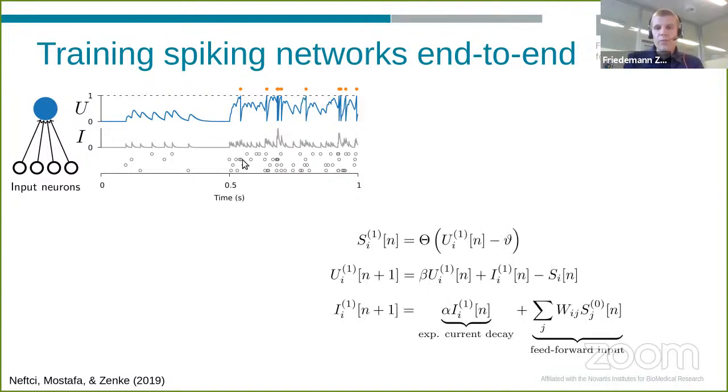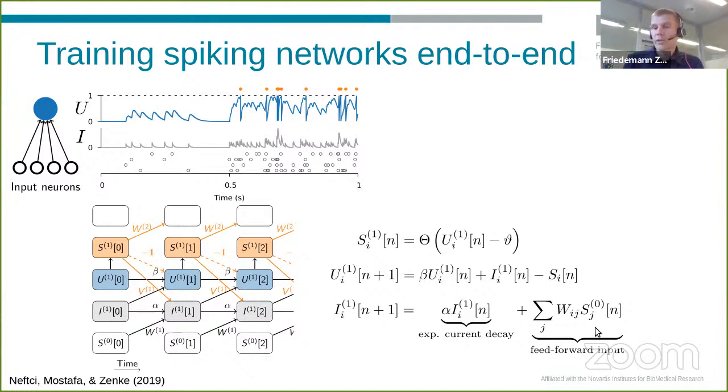If you've seen this before, these are the bare-bones, very simplistic equations that you would usually simulate with a forward Euler integration scheme in discrete time. You have this current variable I, which in time step n plus one depends on its own previous time step, decayed by some constant factor alpha, which is smaller than one, plus any given feedforward spiking input weighted by the input weights. If we have recurrent connections, there might also be recurrent weights.